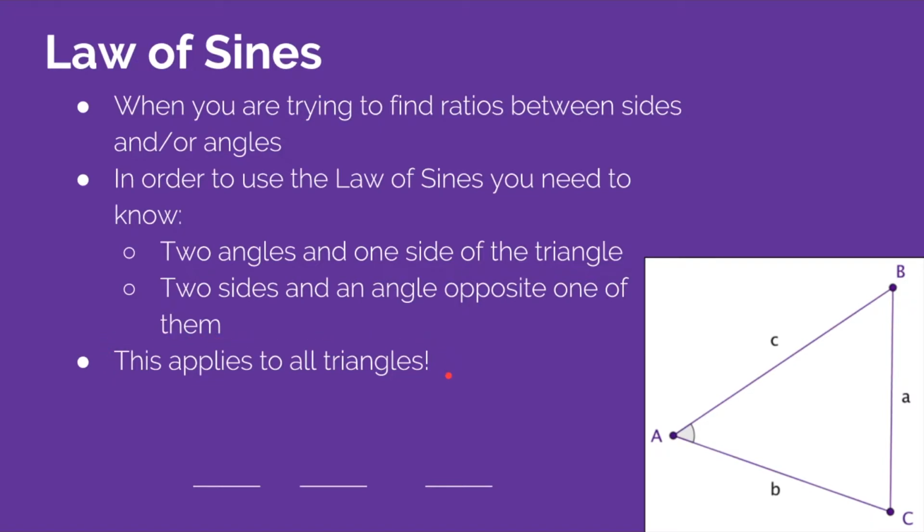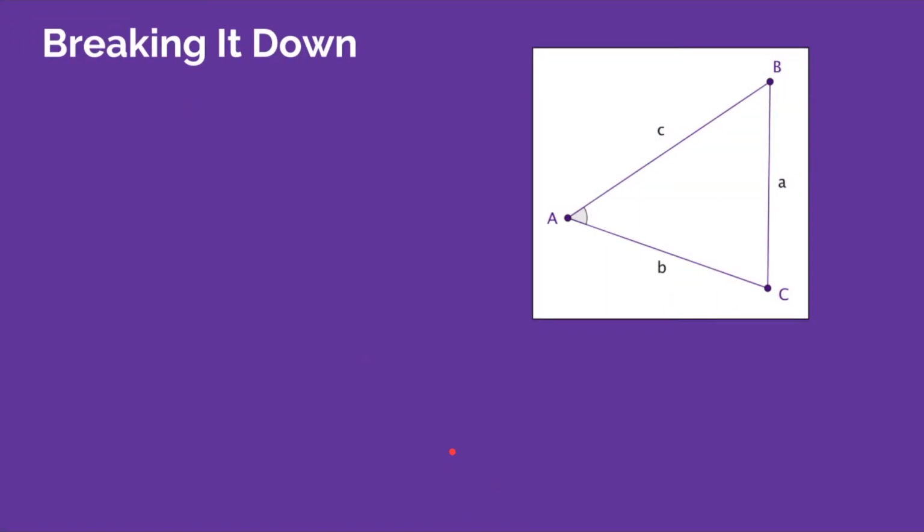The formula for the law of sines is sine of A over A is equal to sine of B over B equals sine of C over C. So let's break this equation down. Look at triangle ABC to the right. Let's draw altitude K from vertex B. This creates two right triangles in triangle ABC.